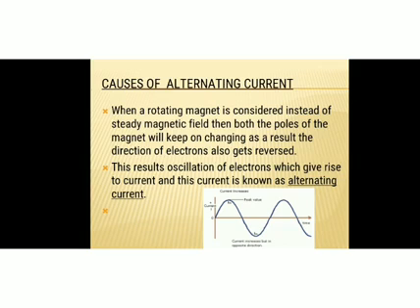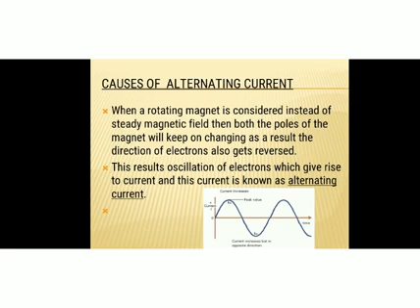So when the poles of this magnet keep on changing, the direction of electrons also gets reversed. This results in oscillation of electrons, which gives rise to current, and this current is known as alternating current. On the screen you can see the graphical representation of alternating current.